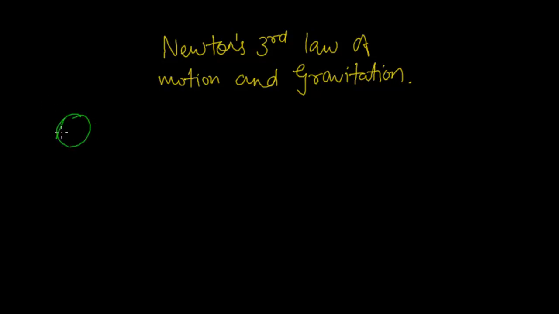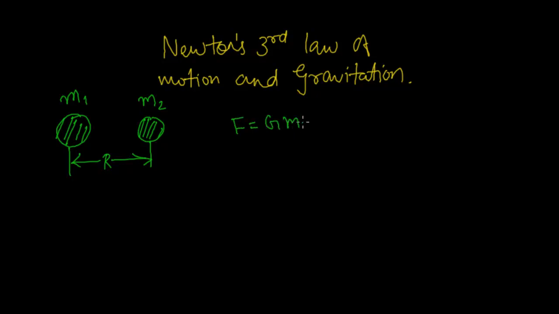Consider some object having mass m1 kg and some other object having mass m2 kg, and both are separated by some distance r. Then the gravitational force acting between these two objects according to Newton's law is given by F is equal to G into m1 into m2 upon r square. This is in accordance with Newton's law of gravitation. I have derived this in one of my previous videos. So if you don't know how we came to this formula, you better check out my previous videos.